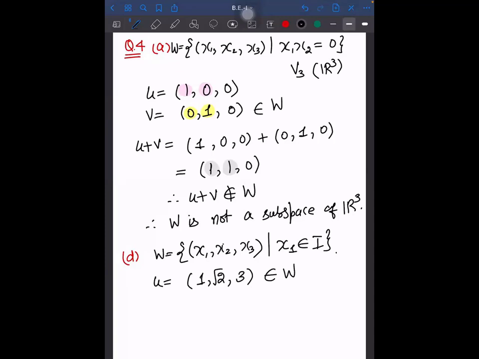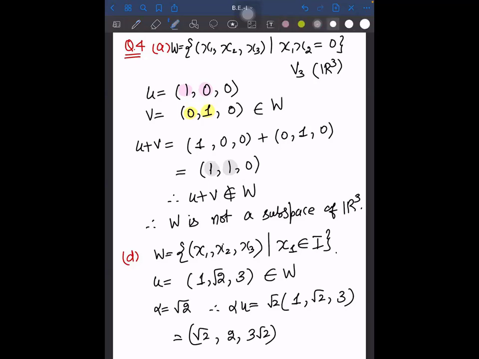Now, if you take alpha equal to root 2, then alpha U equals root 2 times (1, root 2, 3), which becomes (root 2, 2, 3 root 2). So now you can clearly see that the first element is no longer an integer. That means it does not belong to W. That means W is not a subspace, right?